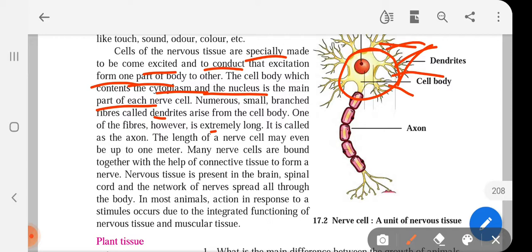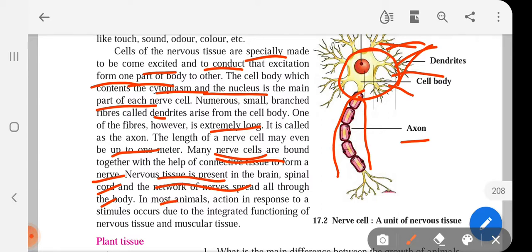One of the fibers, however, is extremely long. It is called the axon. This one is long, this is the axon. The length of a nerve cell may be even up to 1 meter. Many nerve cells are bound together with the help of connective tissue to form a nerve. And nervous tissue is present in the brain, spinal cord, and the network of nerves spread all over the body. The peripheral nervous system is made up of all of them.